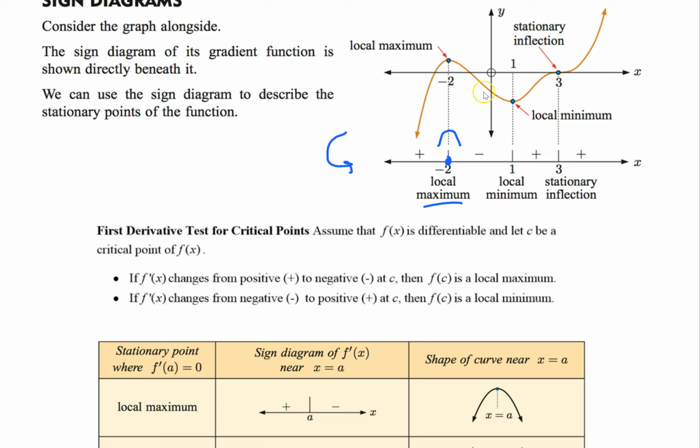When you have a minimum, you'll notice it's going down then up. You're decreasing, then increasing. So you go from negative to positive, going down then up. That's a local minimum.